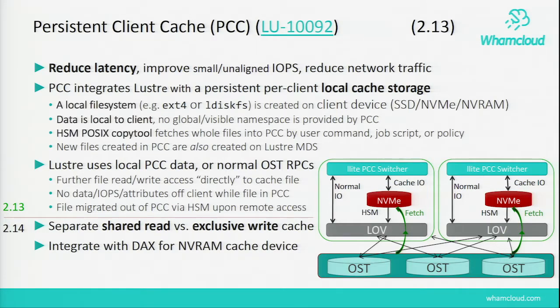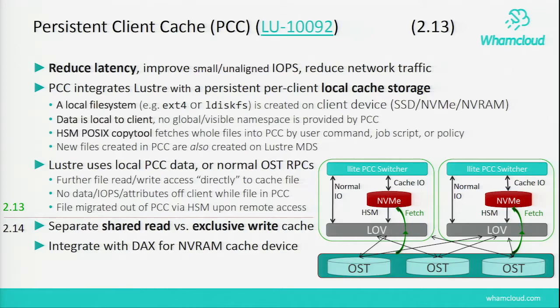One of the very interesting features that is in the 2.13 release is the persistent client cache, and that is allowing local storage on the client to accelerate some workloads, such as machine learning that have very large input data sets that they read frequently. It allows using an NVMe device or other local storage. It's also been tested with NVRAM that's shown very good performance.